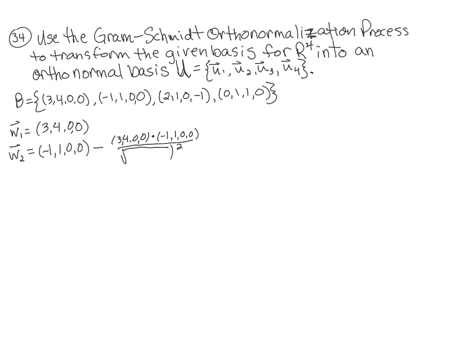squared. So we kind of don't need that square root, right? So 3 squared plus 4 squared is the magnitude. So on the bottom, I have 25. The magnitude of W1 is 5, so magnitude squared is 25. On the top, we get minus 3 plus 4, plain old 1. And that is times the first vector.